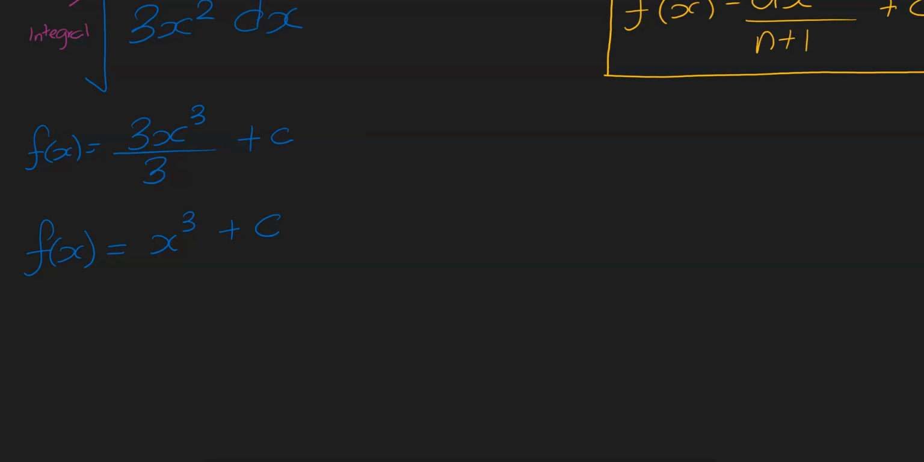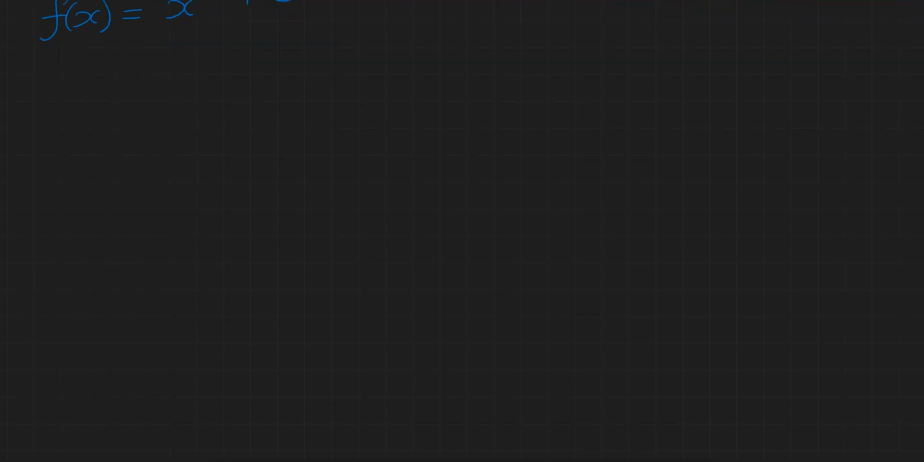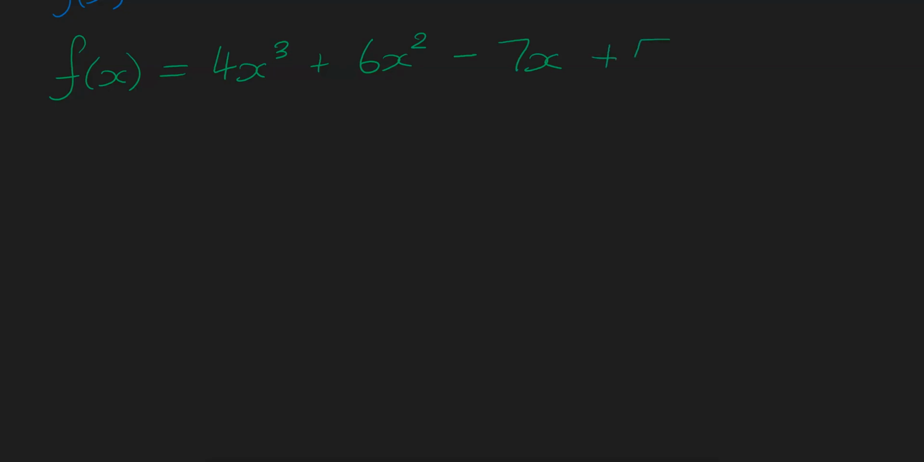All right, so let's look at anti-differentiating another function. Let's say we were given a function, f of x is equal to 4x to the power of 3 plus 6x to the power of 2 minus 7x plus 5. Just a general function. Oh, that should be f dash of x actually, sorry. And we're going to integrate this.